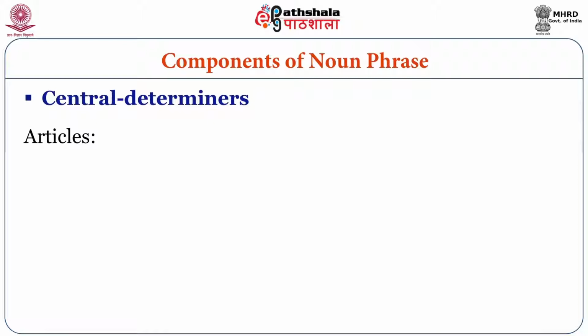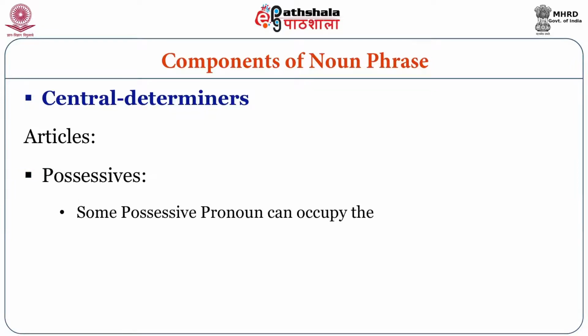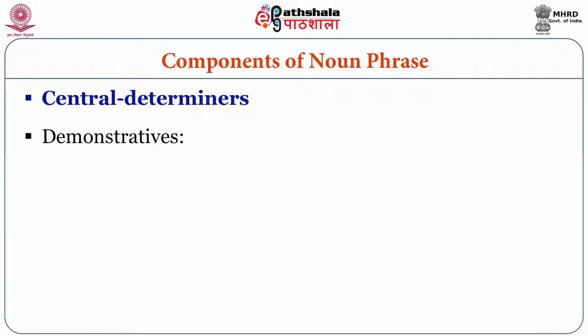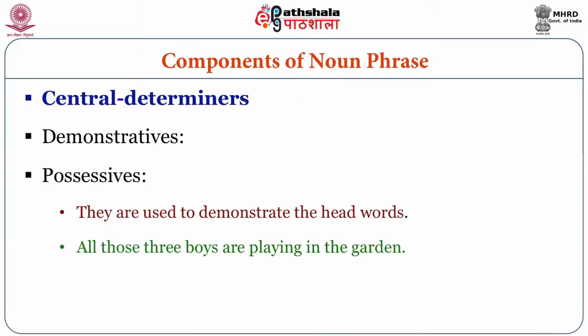Articles. The most common central determiners are the definite article the and the indefinite articles a and an. All the five men went home. Possessives. Some possessive pronouns can occupy the central determiner slot, like all their final verdicts. Here their is the possessive pronoun. Demonstratives. They are used to demonstrate the head words. All those three boys are playing in the garden. Here those is signifying those three boys.